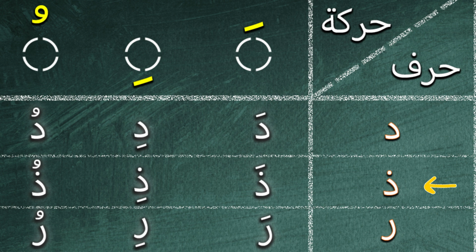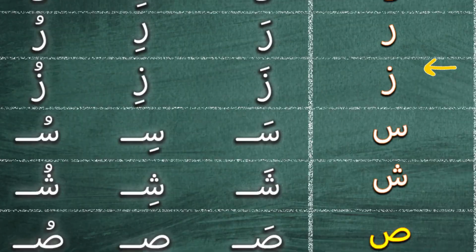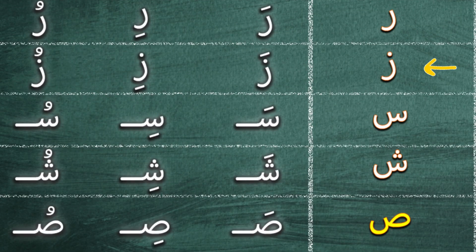Zal letter: tha, thi, thu. Ra letter: ra, ri, ru. Zai letter: za, zi, zu. Sin letter: sa, si, su. Shin letter: sha, shi, shu. Sad letter: sa, si, su.